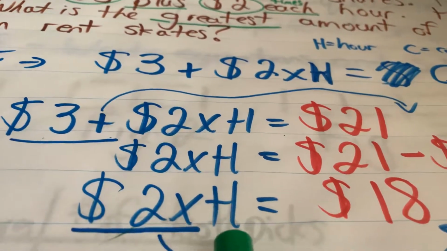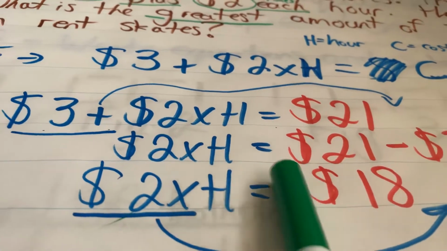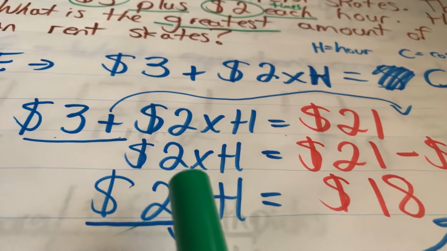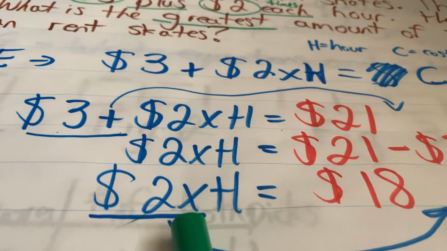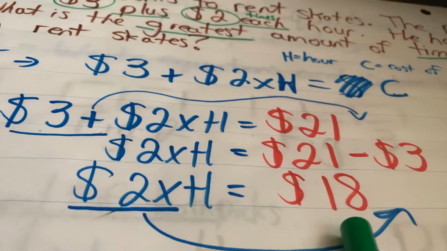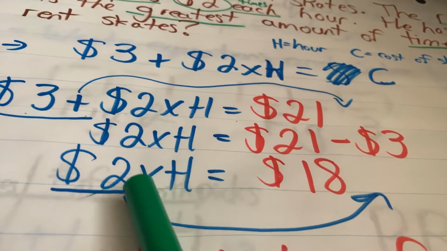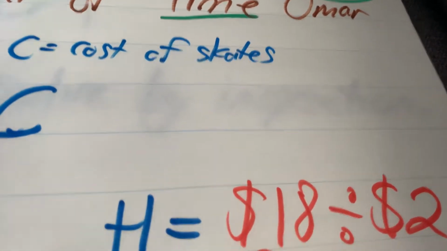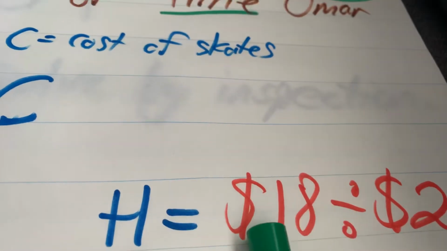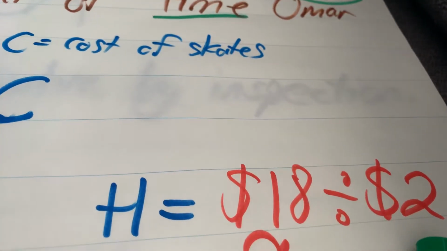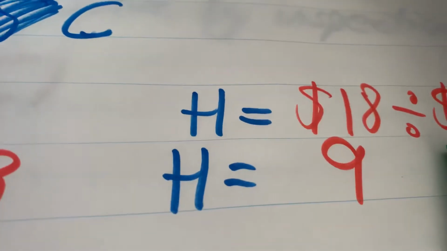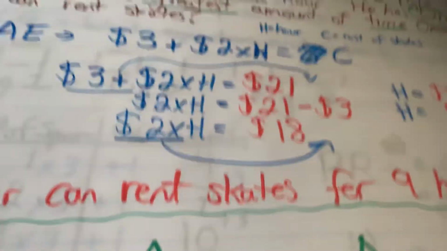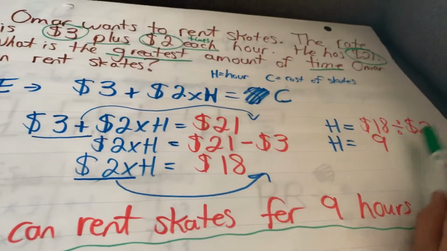Now I have 2H equals 18, but I need to get this H by itself. So now I need to move the 2 times. Well, when I move it to the other side of the equal sign, it switches operation. So it's no longer multiplication, but it is division. So H equals 18 divided by 2. 18 divided by 2 is 9, which means that Omar can rent skates for 9 hours.